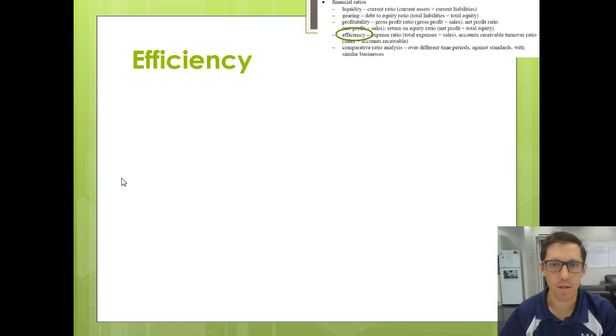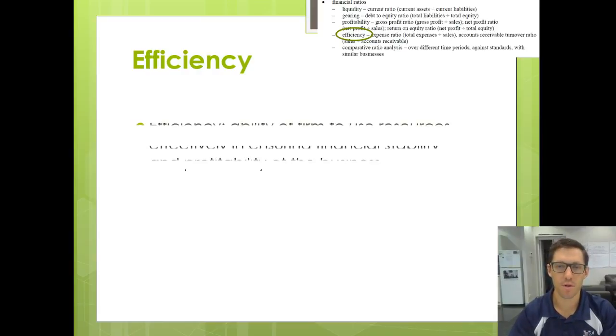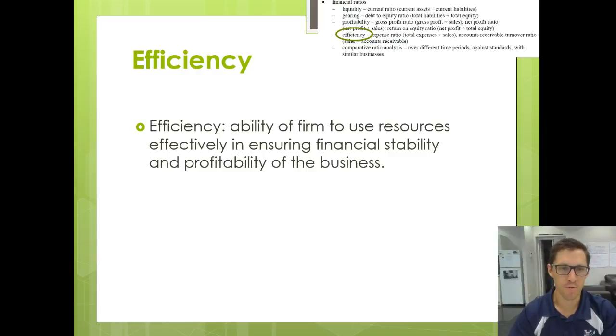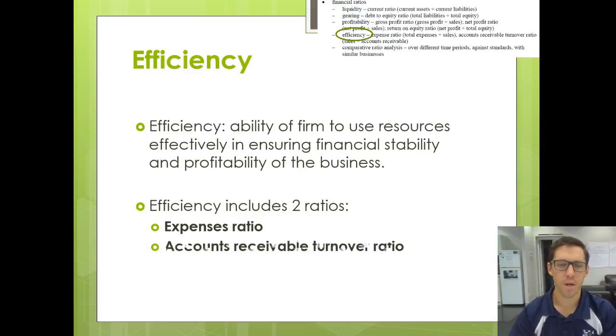This video is going to cover the last of the financial ratios, which relate to efficiency, and there are two efficiency ratios: the expense ratio and the accounts receivable turnover ratio. So what's efficiency? Well, it's the ability of a firm to use resources effectively in ensuring financial stability and profitability. Those resources we're talking about really are those expenses in relation to the business. And as I've said, there are two of those key ratios.